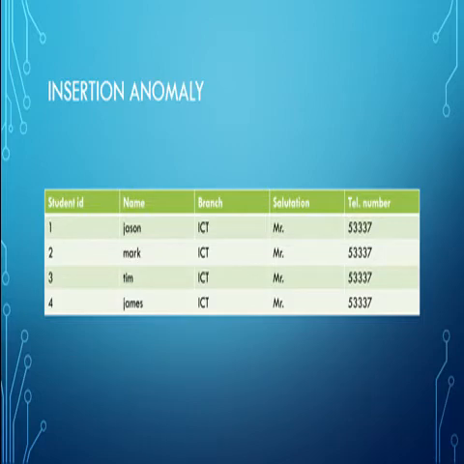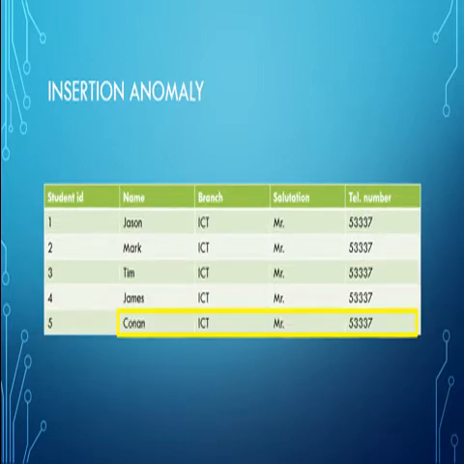Now, we are going to talk about insertion anomaly. As you can see in the table, we already have 4 students in our database. If we have to add a fifth student, we will have to repeat the same data, which holds the branch information like branch, salutation, and telephone number again.